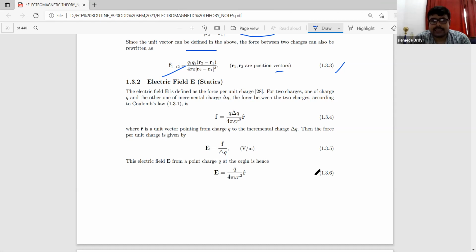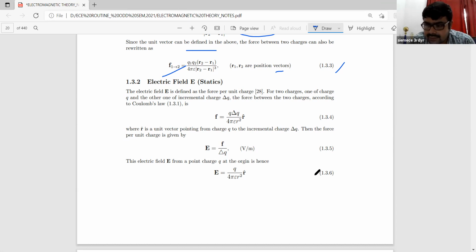Again, we are calculating the force. And in this case, Q delta Q. Delta is basically the small change of charge content. So the electric field capital E is defined as the force per unit charge.